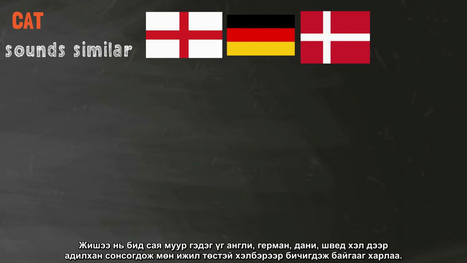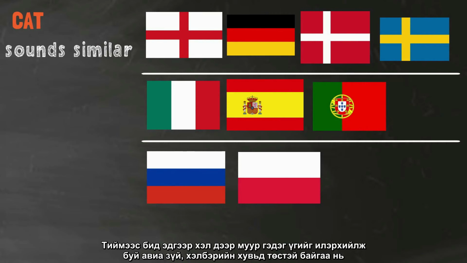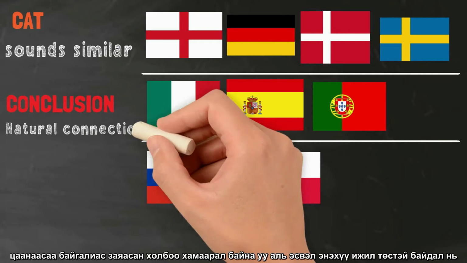For example, for the word for cat, we can see that it sounds similar in English, German, Danish, and Swedish, while the word for cat sounds very similar in Italian, Spanish, and Portuguese. Also, the Russian and Polish languages have the identical sound for cat. We would presumably come to the conclusion that maybe it is because there is some natural connection between the meaning and the form that is being used to express it.